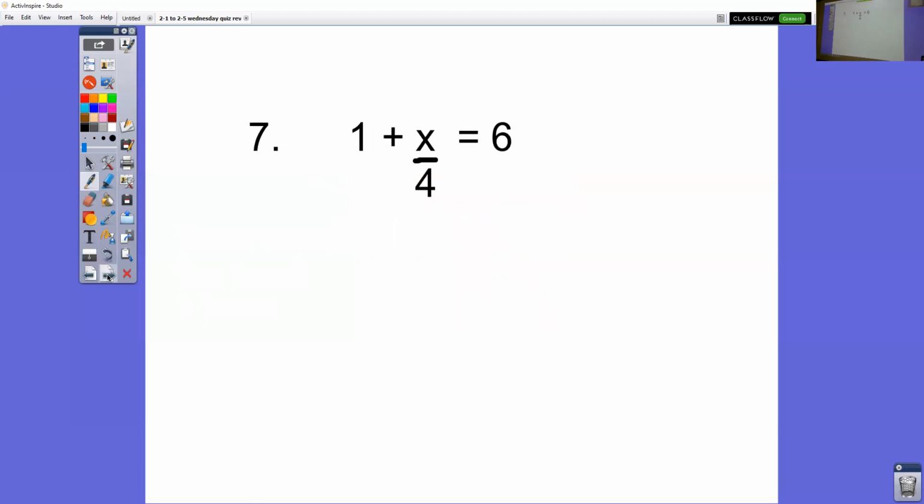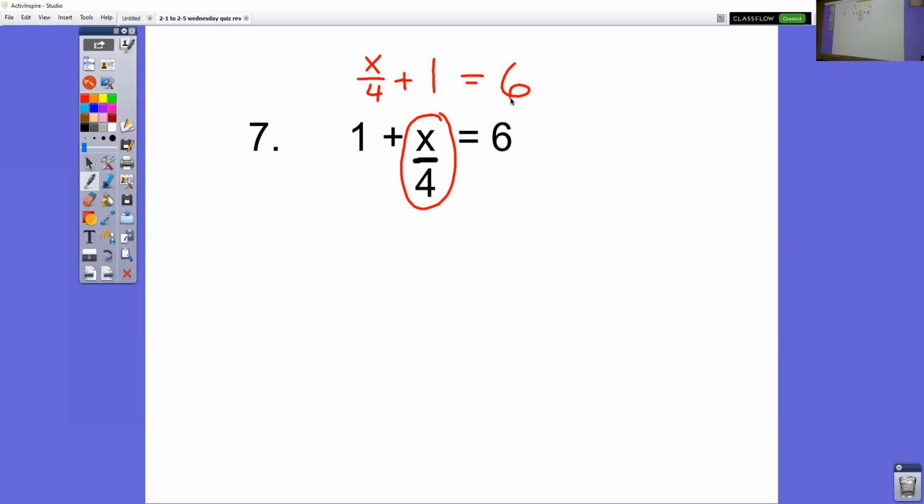In the next one, this is another type of two-step equation, except this has dividing in it. Instead of having multiplying like a 2x or a 5x, this has dividing in it. If you wanted to, you could switch these around. You could have x over 4 plus 1 equals 6 if you wanted to do it that way. Go ahead and try this problem now.